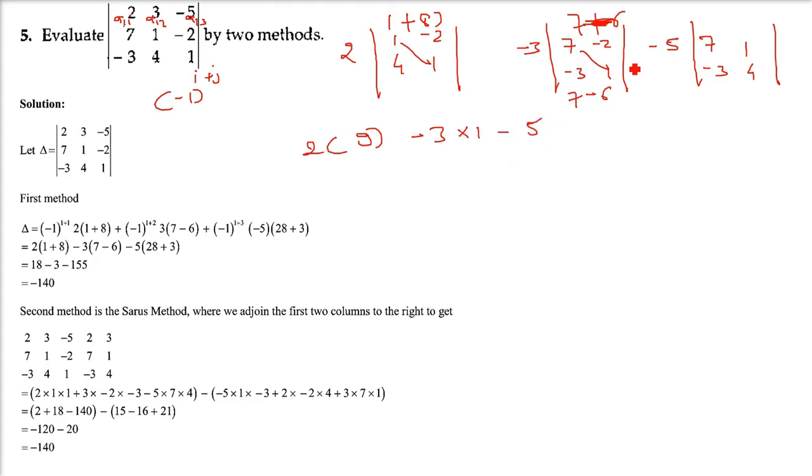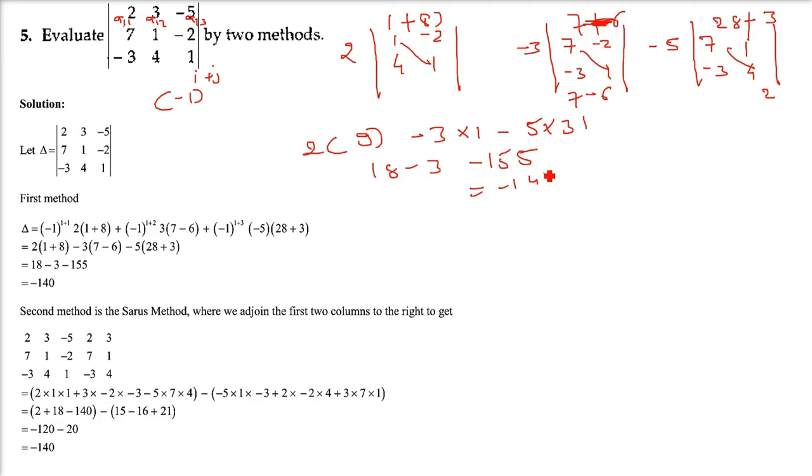Now minus 5, 7 for the 28, and minus of minus is plus, so 28 plus 3 is nothing but 31, so 5 into 31. So 9 to the 18, minus 3, minus 5 is the 15. So when you calculate it, it is going to come as negative 140, right? This is the first one.